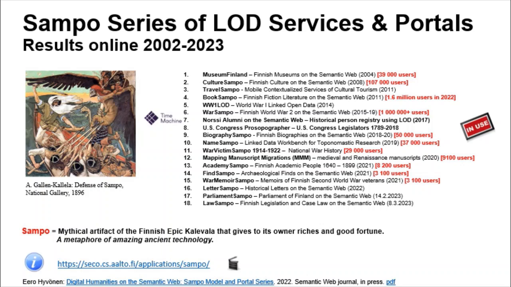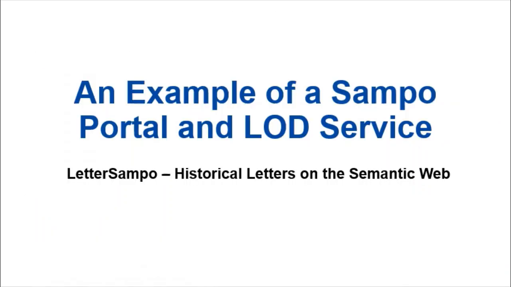Biography Sampo is about biographies, and Name Sampo about historical places in Finland. Medieval Sampo is about medieval manuscripts, and Find Sampo about archaeological finds. Letter Sampo is about epistolary data, Parliament Sampo about parliamentary discussions and networks of politicians, and Law Sampo about Finnish legislation and case law. As a practical example of using a Sampo portal and a linked open data service, I will show a video about Letter Sampo, historical letters on the semantic web.